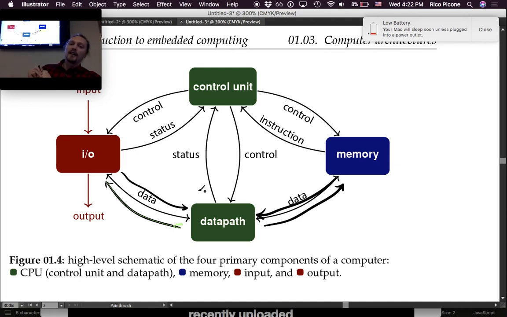So data path is sort of doing the actual operations, right? It's the circuitry that's doing the actual operation. Control unit's telling it what to do with this control signal, and then data path is sending back what the status is. I/O is sending its status. Control's telling memory what to do, telling data path what to do, telling I/O what to do, and that plus got sort of pulled from memory, let's say, and then dumped back to memory.